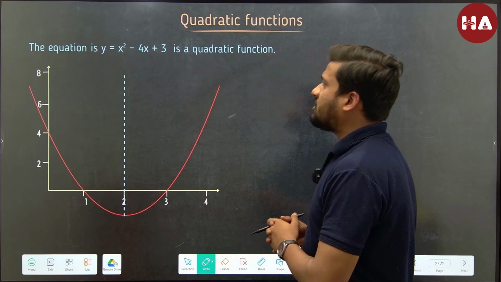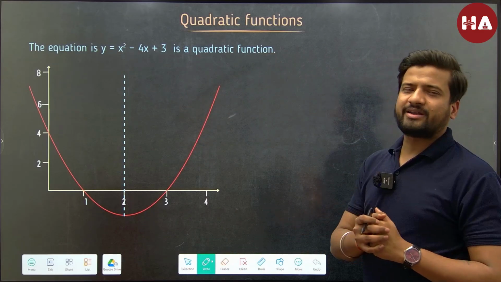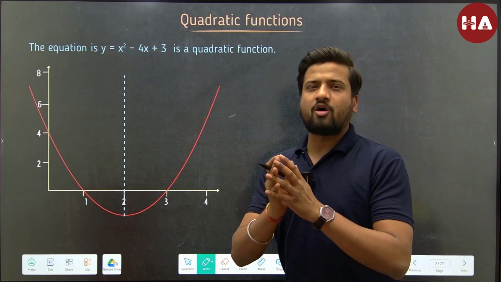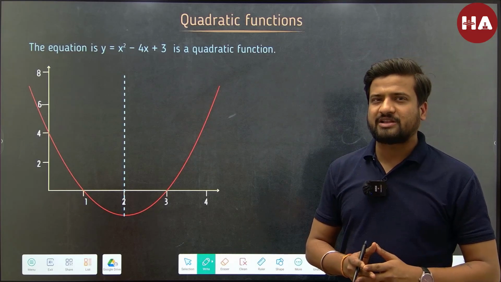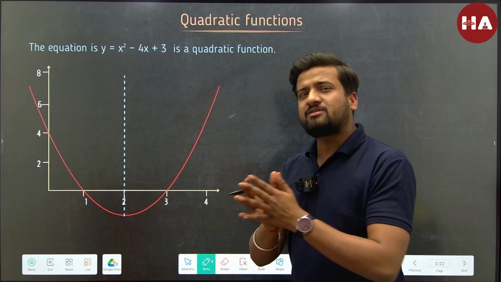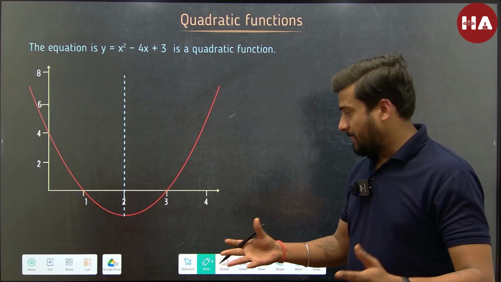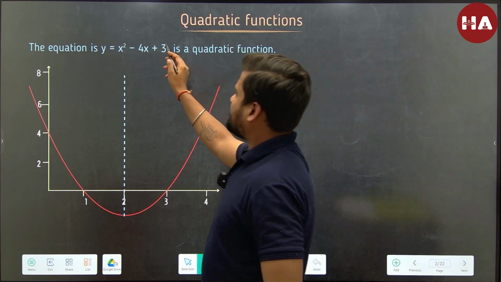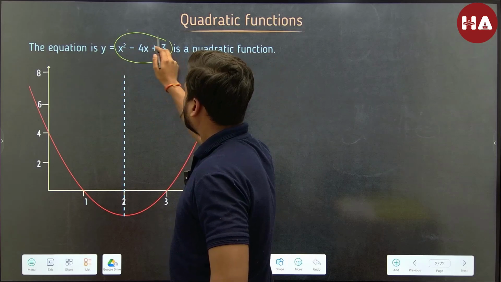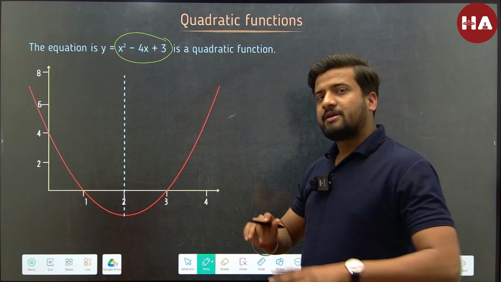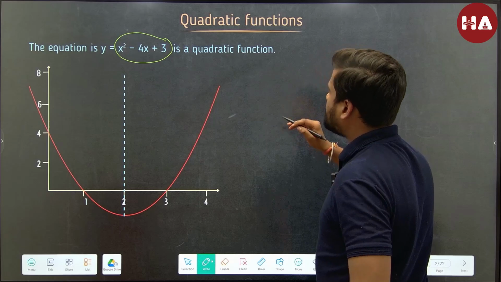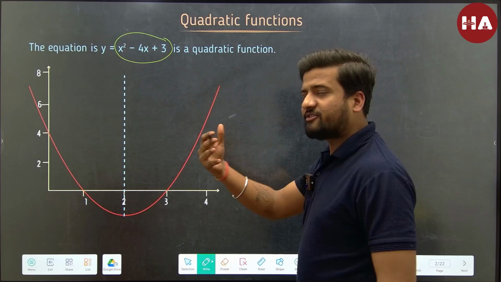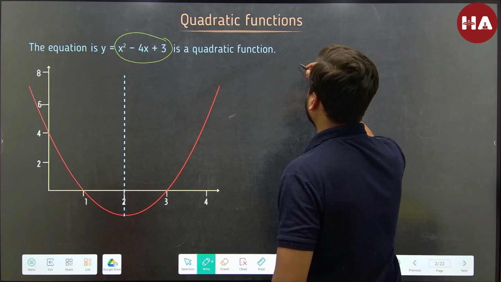We'll be starting off with what is a quadratic function, what the graph of a quadratic function looks like, and what the equation of a quadratic function looks like. All right, so this is an example of a quadratic function. I'm going to write down the standard form of a quadratic function.